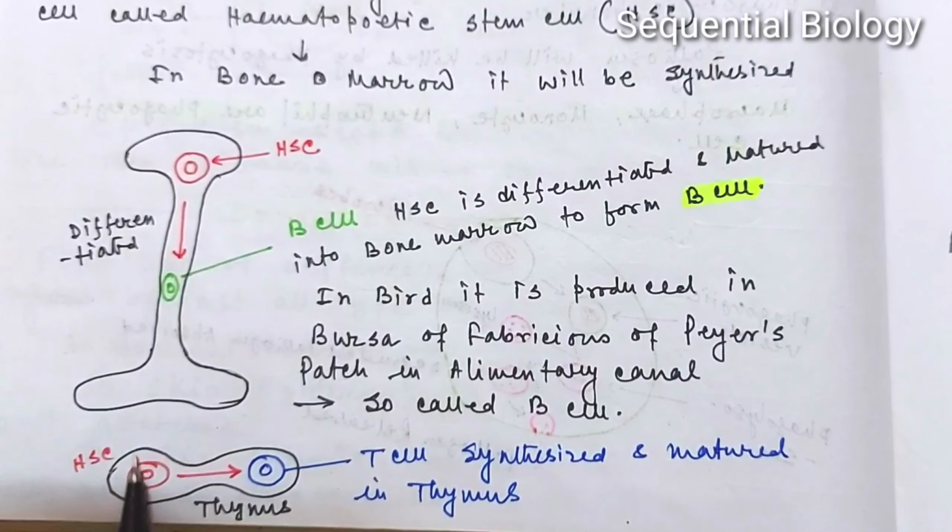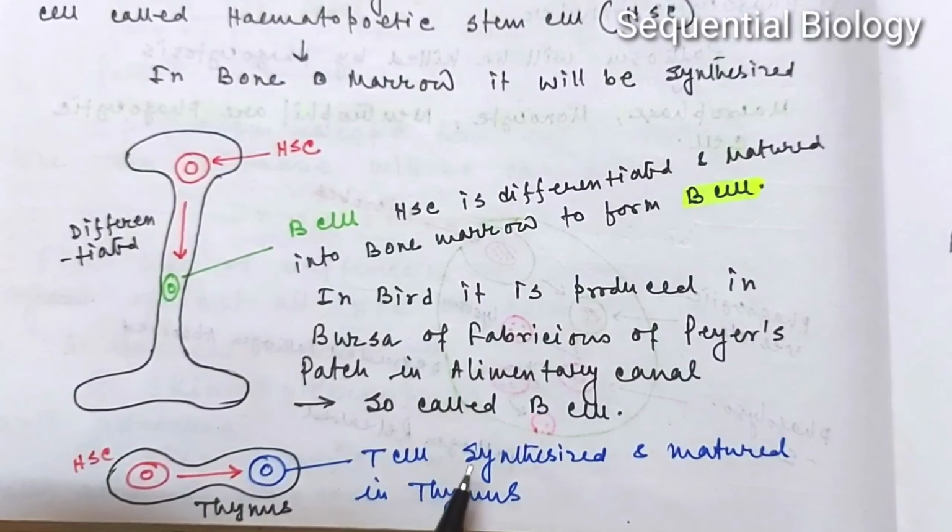Okay, so here this is a thymus gland, and the hematopoietic stem cell is differentiated in the thymus. This type of cell is known as a T cell. And you know, these T cells are of two types, helper T cell and cytotoxic T cell. So these two points are very important.